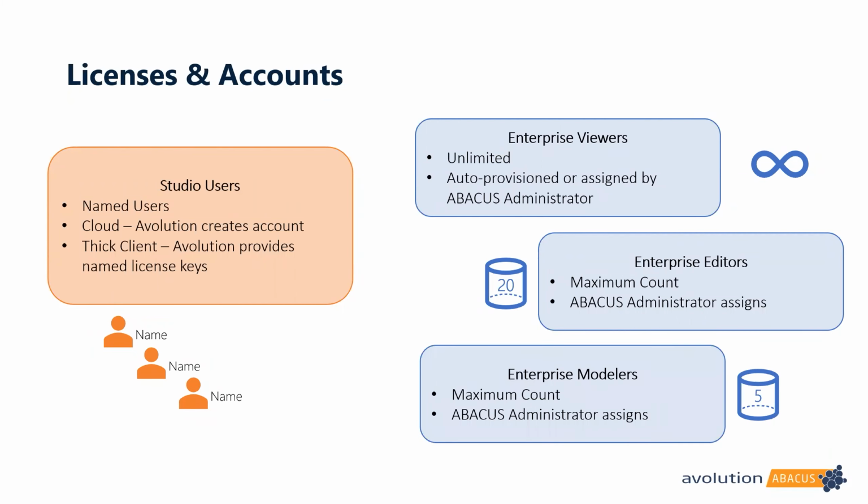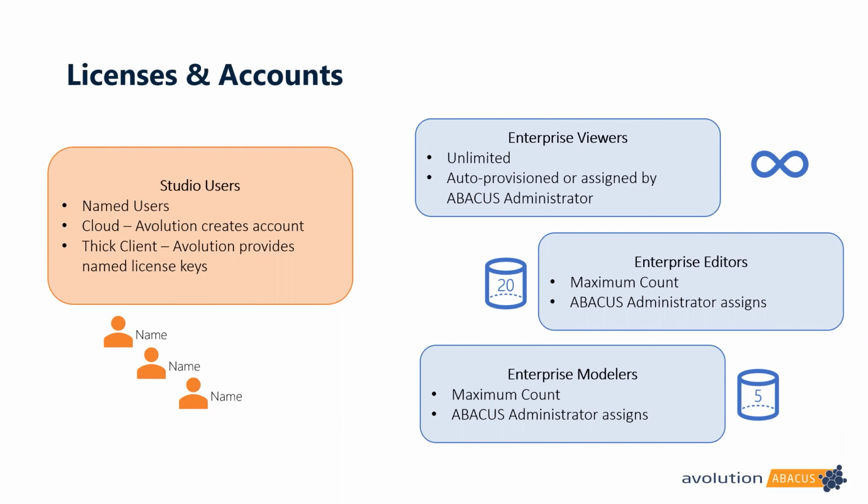With enterprise editors and enterprise modelers, we have a maximum count. So you might have, say, 20 editors and 5 modelers that you've purchased. These are not named users, so you don't have to specify to Avolution who these are. Rather, the Abacus administrator needs to find that user profile in managed users and groups and assign them to editors and modelers. So they're named in that you're specifying who can use them, but it's fully within your control, assigned by the Abacus administrator. It's not something that Avolution needs to explicitly assign.